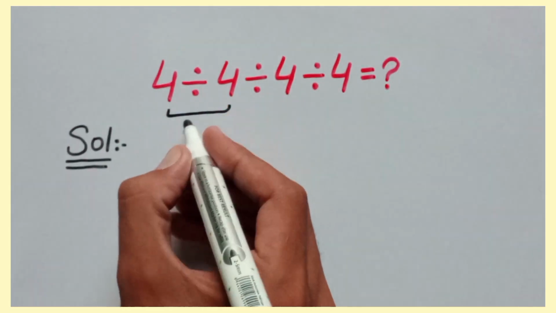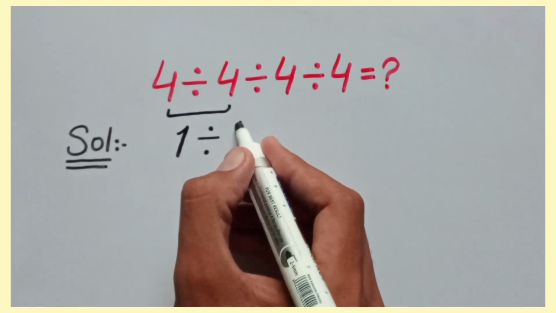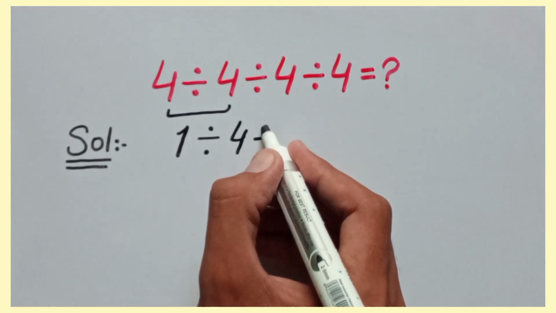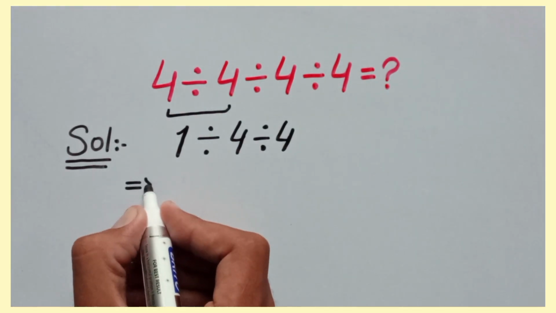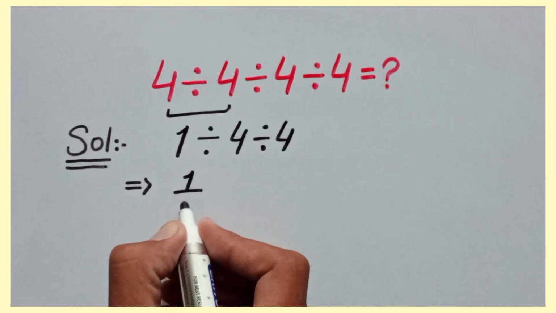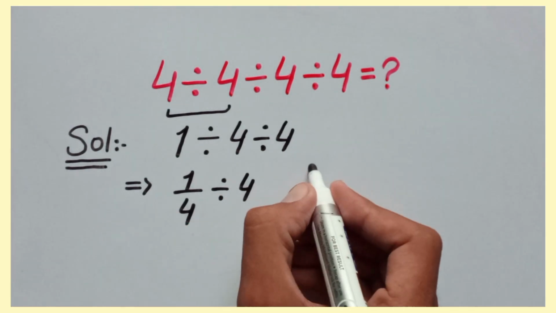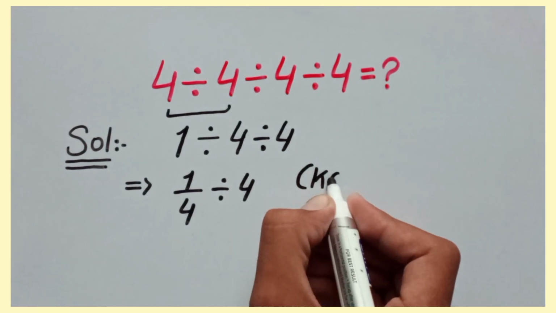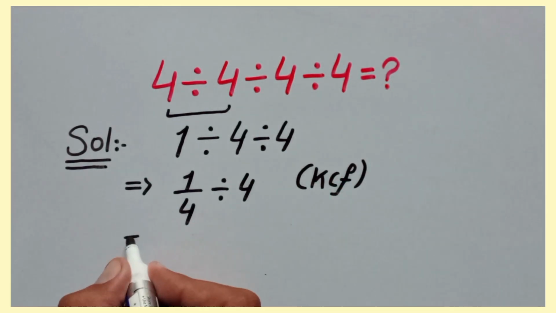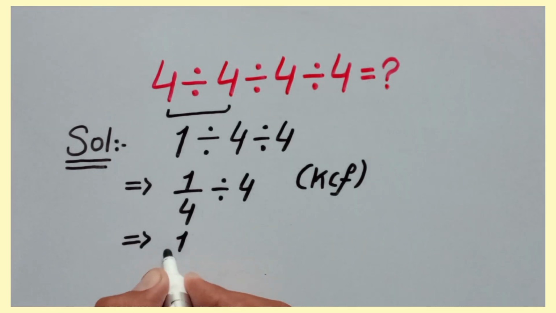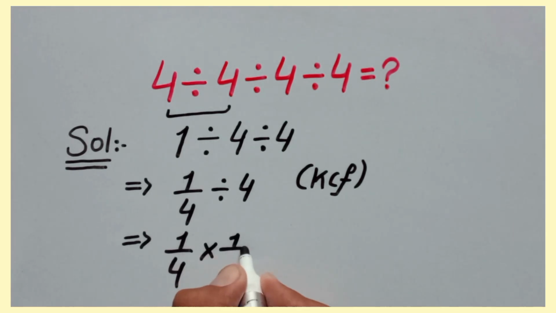4 divided by 4, which is equal to 1, divided by 4 divided by 4. Okay guys, now in the next step, 1 divided by 4 I can write as 1 divided by 4 divided by 4. Now according to the KCF rule, where K stands for keep, C stands for change and F stands for flip, I can write it as 1 divided by 4 times 4 times 1 upon 4.